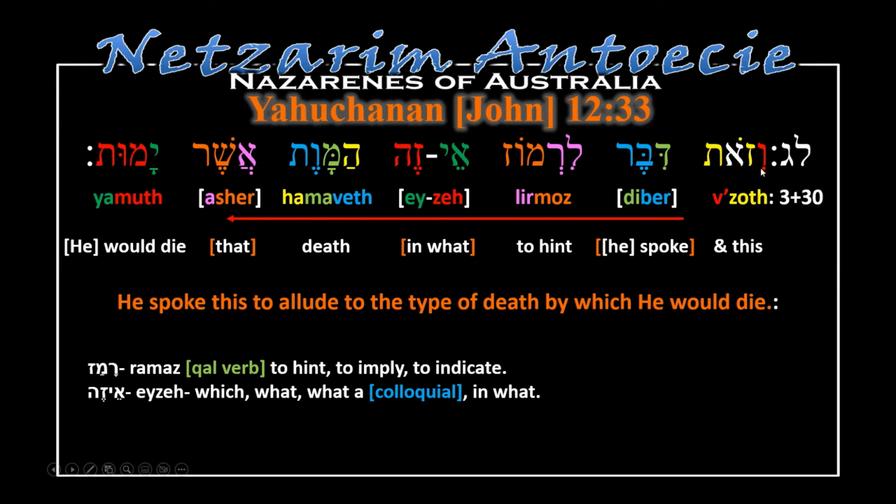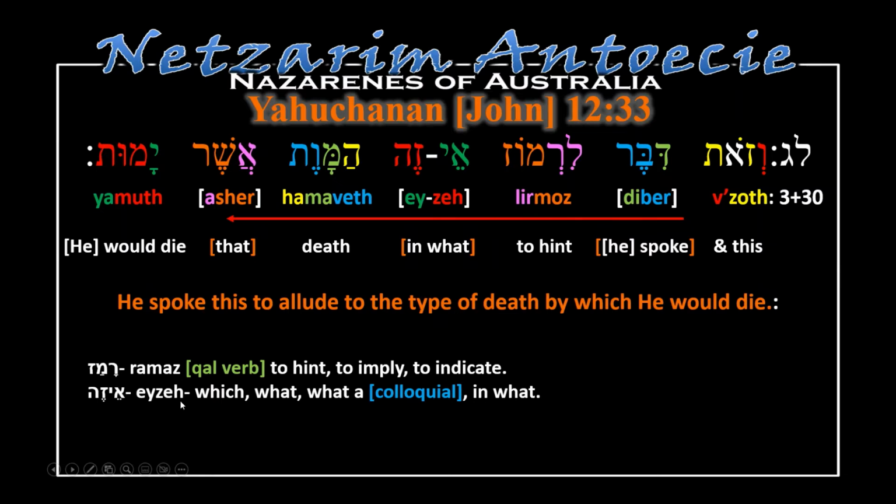And we read it. V'zot, and this. Diber, and that means to speak. So therefore he spoke. Diber. Lirmoz, to hint. Now, what is the root of that? We have ramaz as a kal verb to hint, to imply, or to indicate. And then we have a ze, in what?